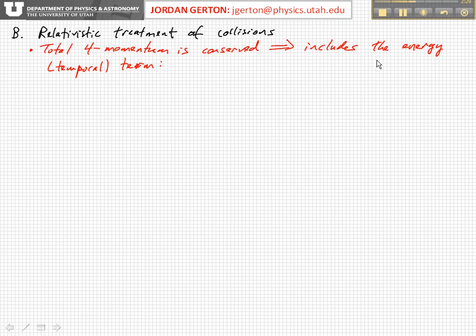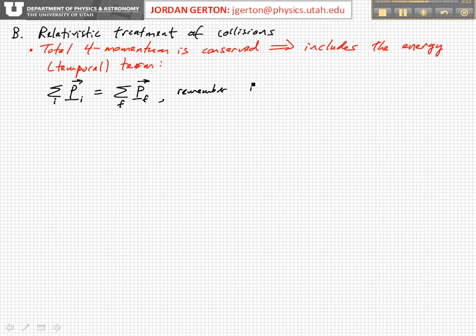Okay, now in the relativistic treatment of collisions and decays, the total form momentum is conserved before and after the collision, and this includes the temporal term, which is the one that contains the energy, the total energy of the particle. So just to remind you, the total initial form momentum is conserved, so it's equal to the total final form momentum.